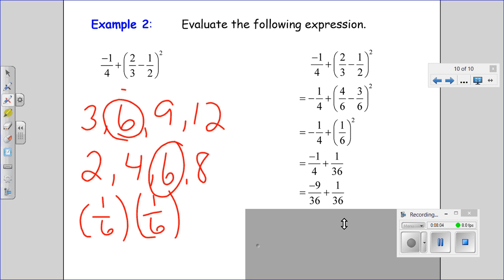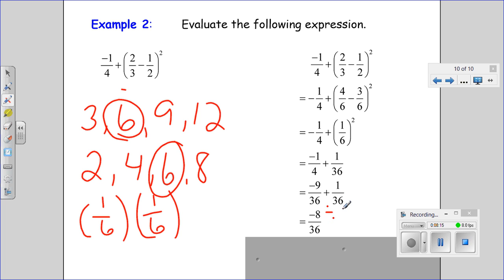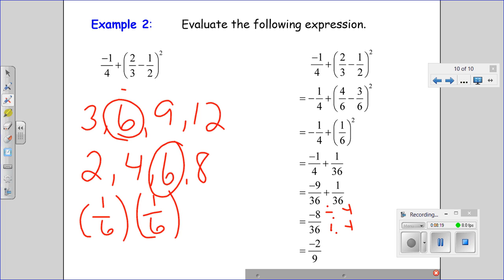The denominator stays the same, and I can add the numerators. Negative 9 plus 1 is negative 8. And I should remember that I always reduce to lowest terms where possible with fractions, and I can divide both of these by 4. And the answer becomes negative 2 over 9.